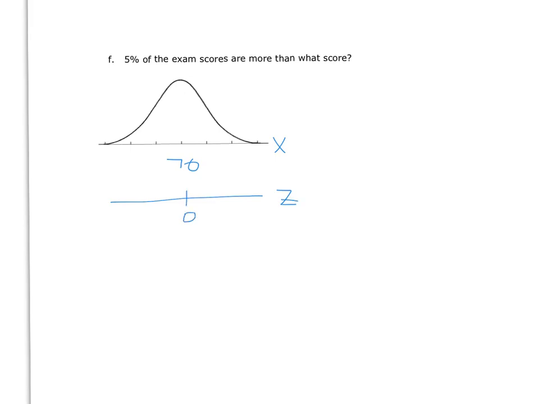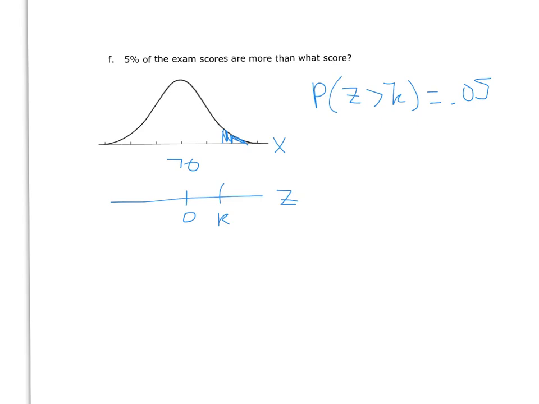Okay, so finding the z value that has 5% of the exam scores above it. All right, we're going to be looking at something up here and looking for that shading. So we're looking for this value k. So we've got the probability that z is greater than k is equal to 0.05.